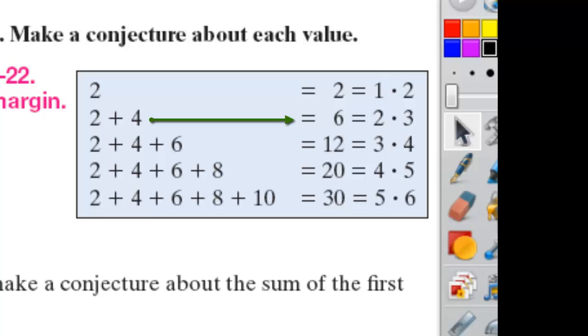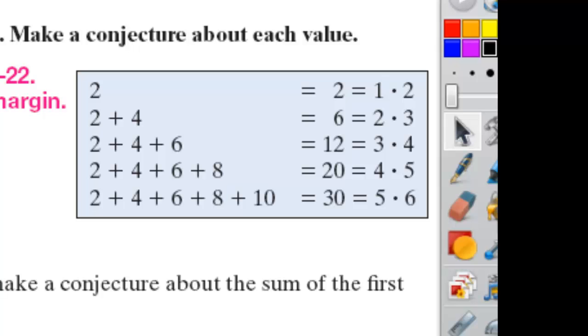If I take the first 3 even numbers, 2, 4, 6, if I add them together, that gives me 12. Well, I can also get 12 by doing 3 times 4. Then if I took the first 4 even numbers, 1, 2, 3, 4, and added those together, I get 20. That's 4 times 5, I get 20 as well. If I do the first 5 even numbers, 1, 2, 3, 4, 5, 2, 4, 6, 8, 10, add those together, I get 30. 30 I can also get by doing 5 times 6 is 30.